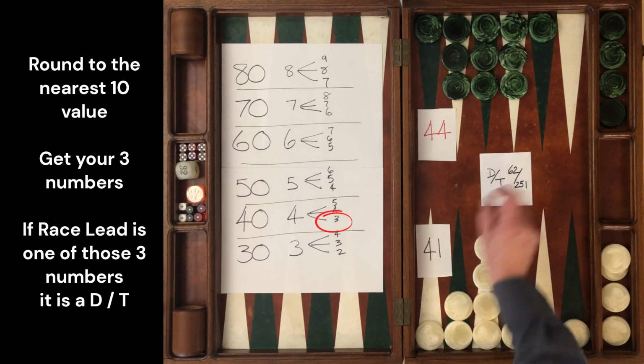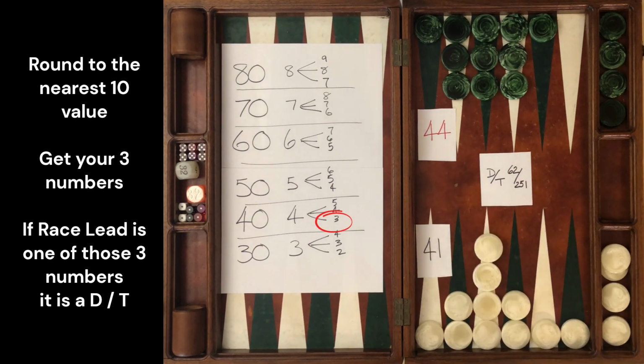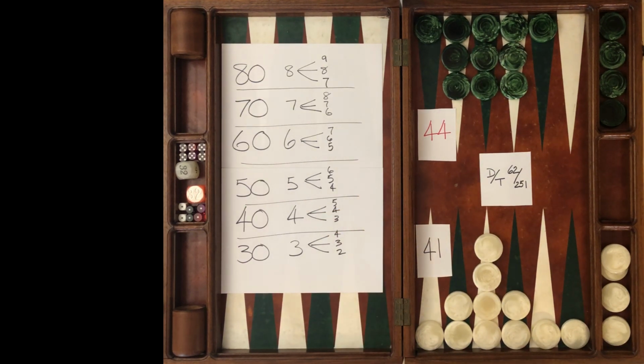The actual number is double take by 62, very solid take, and a very easy take, 251. This would be a triple blunder for our opponent to drop this. Again, one of our three numbers, and we get our easy answer, double take.